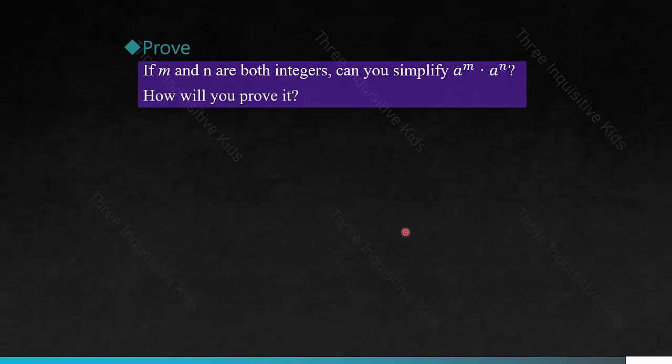If m and n are both integers, can you simplify a to the m power times a to the n power? How will you prove it? So basically you have to write out your entire solution with your answer for this one.